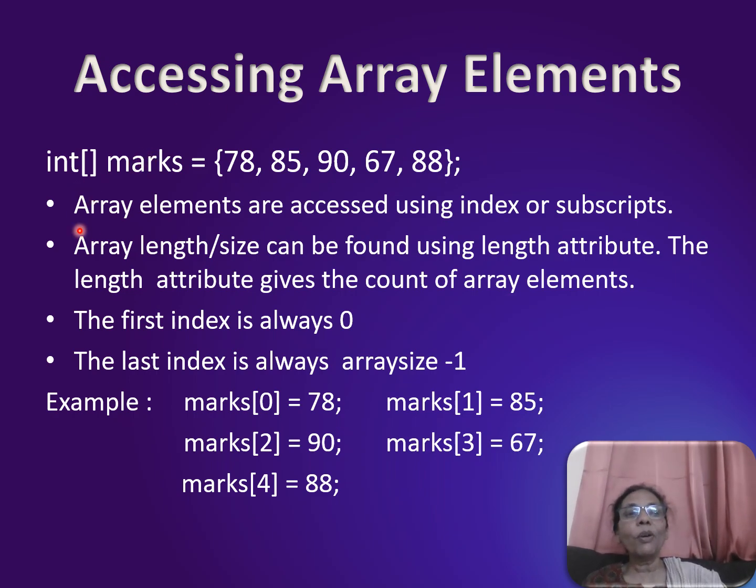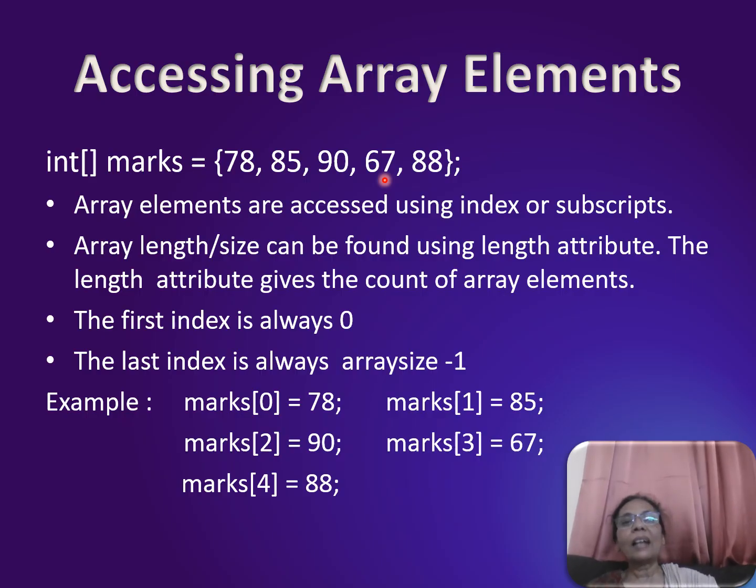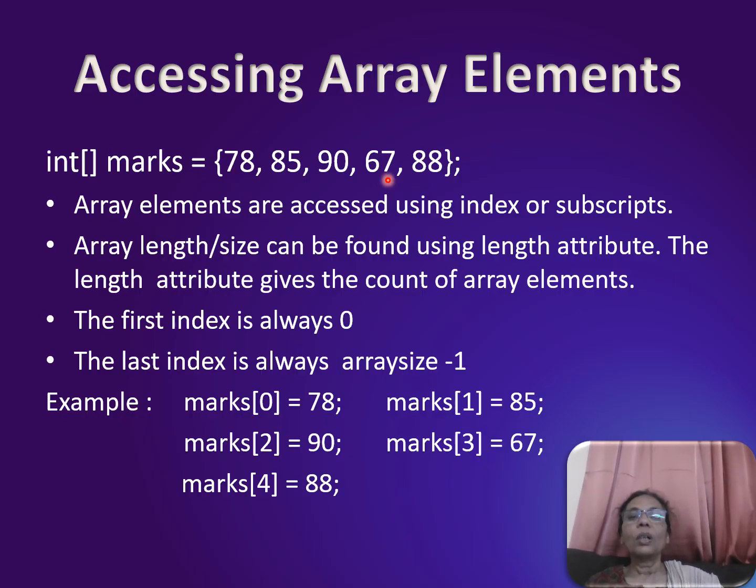Now there are some key points that you need to remember. Array elements are accessed using index or subscript. Like here 0, 1, 2, 3 and 4. These are the index positions of the elements in this. 78 is at position 0, 85 is at position 1, 90 is at position 2, 67 is at index position 3 and 88 is at index position 4. Array elements are accessed using indices. So these are the index positions.